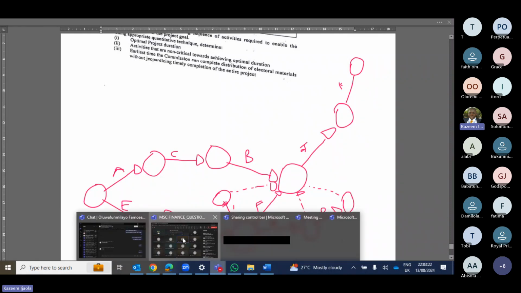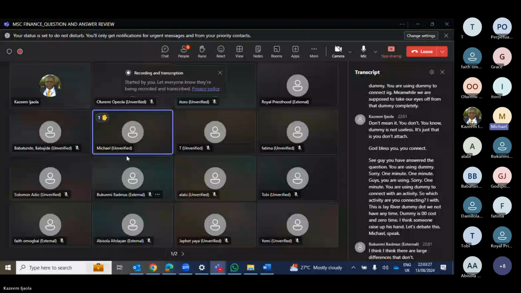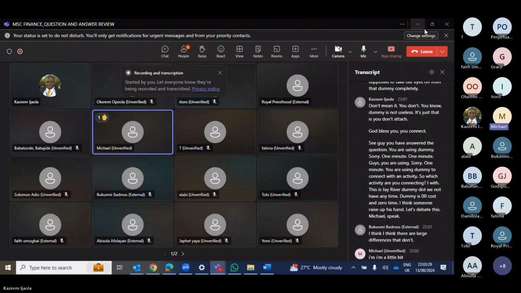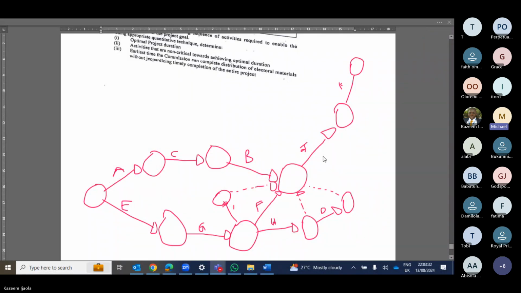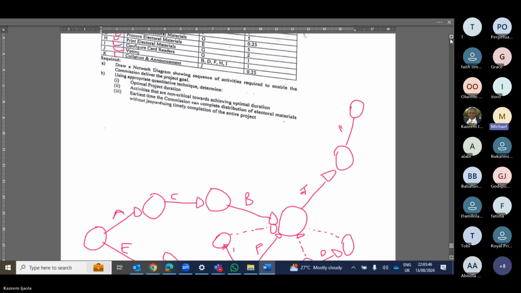I think someone raised up his hand. Let's debate this. Michael, speak. I'm a little bit confused with the use of the dummy also. I'm thinking that we're supposed to start with the dummy and then the actual I will now link to B. So all those ones, instead of going straight from G to B, we should use a dummy first, and then I will now link from that dummy to B, and it will be the same for the other ones as well.